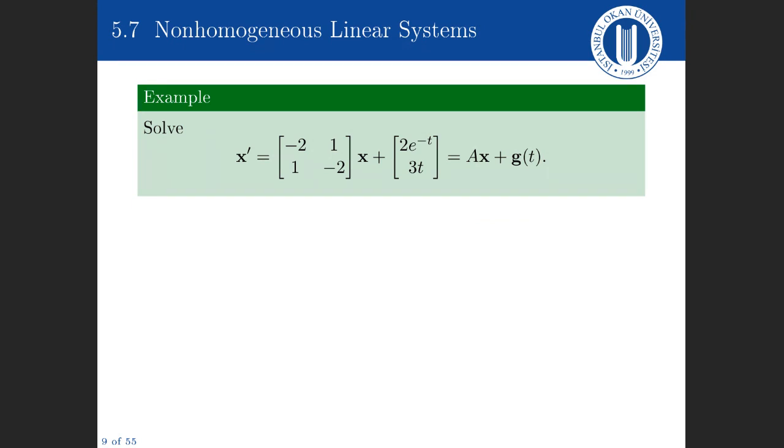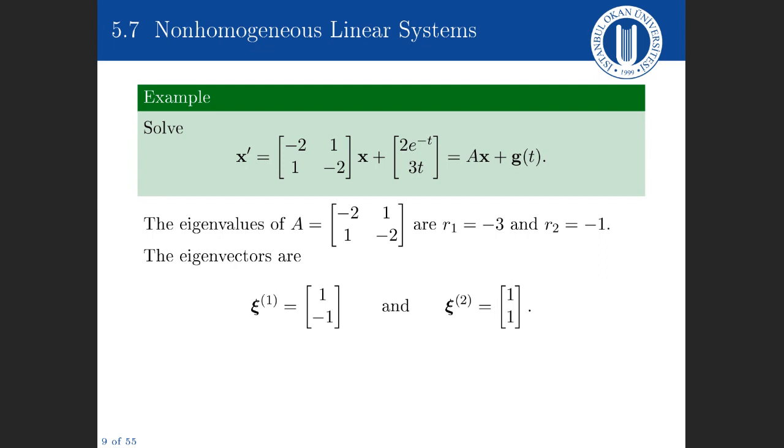Solve x prime is equal to the matrix [-2, 1; 1, -2] x, plus the vector [2e^(-t), 3t], or Ax plus g. We need the eigenvalues and the eigenvectors of this matrix. I'm just going to tell you that the eigenvalues are -3 and -1, and the eigenvectors are (1, -1) and (1, 1).